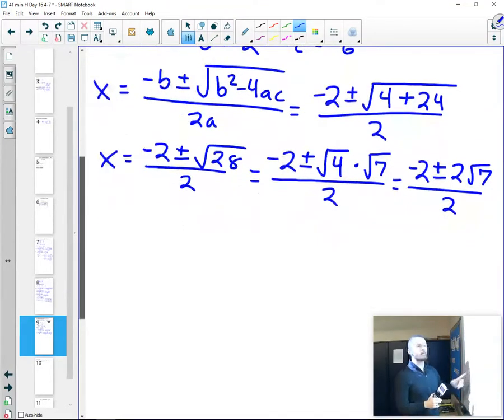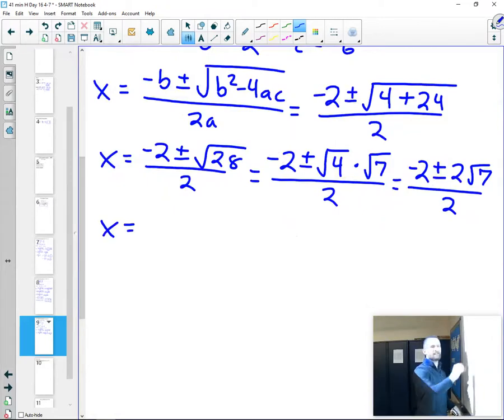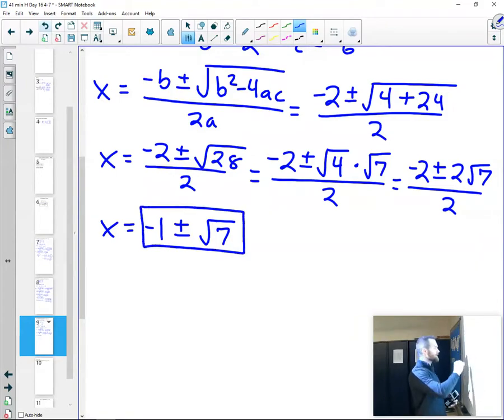All right, just one step away from getting our exact answer. We just take the 2 down here and distribute the division. So negative 2 divided by 2 is negative 1. Plus or minus 2 divided by 2 is just 1. So it's just 1 times the square root of 7, or just the square root of 7. So that's our exact answer in simplest form.